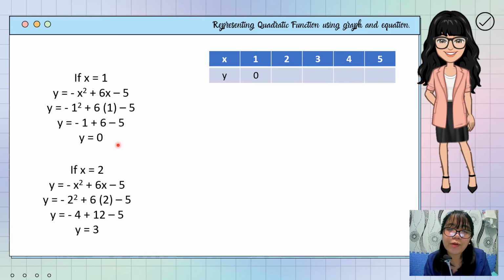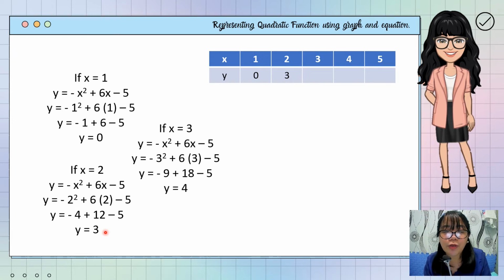Next, if x is equal to 2, y equals negative x squared plus 6x minus 5. So y equals negative 2 squared plus 6 times 2 minus 5. Negative 2 squared is 4, 6 times 2 is 12, minus 5. So negative 4 plus 12 equals positive 8. Minus 5 equals positive 3. So if x is equal to 2, y equals 3. And that is our second ordered pair, 2, 3.